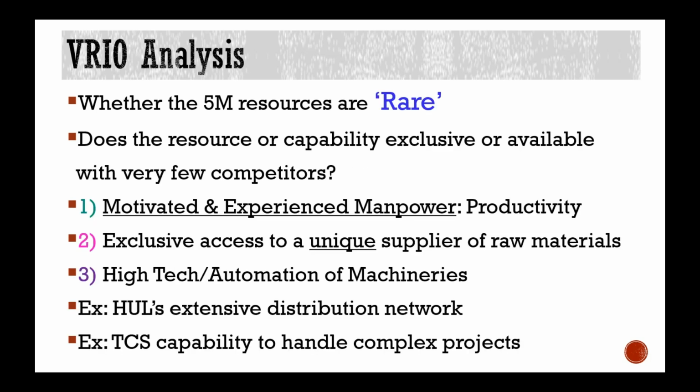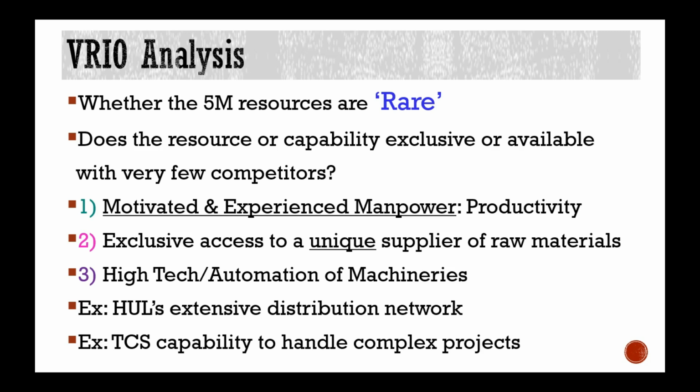If the 5M resources available with any firm are rare, or available only with very few firms competing in the same industry, then it will be helpful for the organizations to develop competitive advantage. Say, for example, having highly motivated and experienced manpower will contribute to productivity and thus better performance of the organization. Exclusive access to a unique supplier of raw materials will help organizations to produce unique differentiated products better than the competitors, and thus it will help them to develop the competitive advantage.